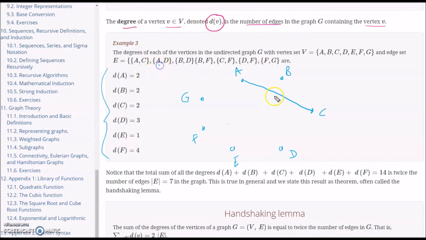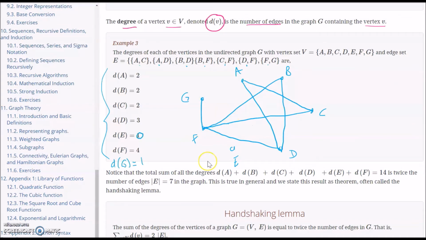I have an edge A to D. I have the edge B to D. I have the edge B to F. I have the edge C to F. I have the edge D to F. And I have the edge F to G. Okay, and you can see that I made a slight correction in this, some more typos. That'll be fixed. So I'm just going to talk about just a couple of them.